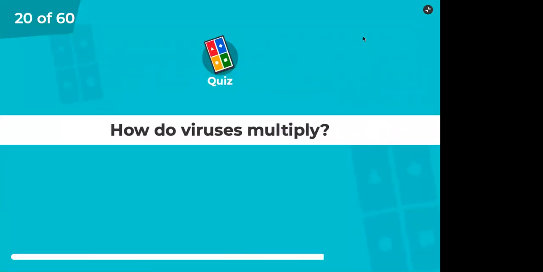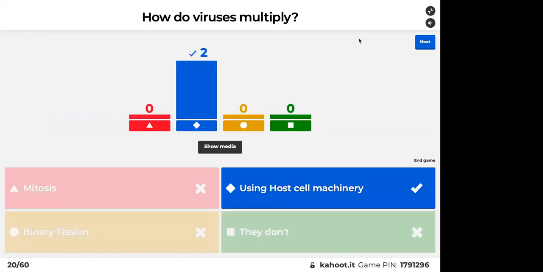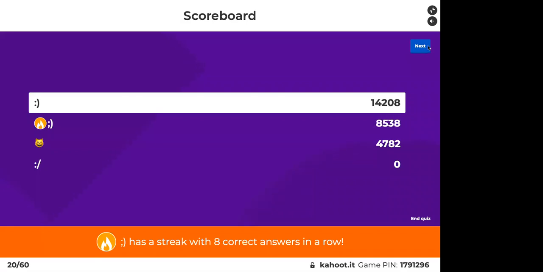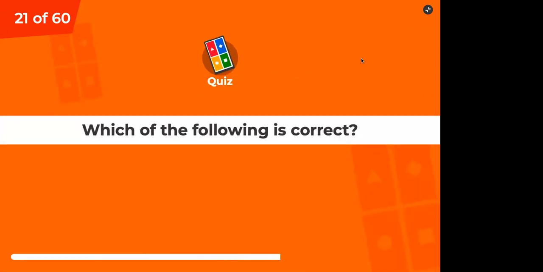How do viruses multiply? Yep, amazing. Mitosis was eukaryotes, binary fission was prokaryotes, and then, yeah, that's not right. Which of the following is correct?